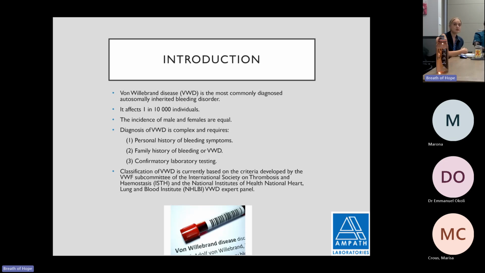And the classification of von Willebrand disease is currently based on the criteria developed by the von Willebrand Factor Subcommittee, and this actually includes the International Society on Thrombosis and Haemostasis, as well as the National Heart, Lung, and Blood Institute. So as you can see, there's an expert panel working on the diagnosis of von Willebrand disease.